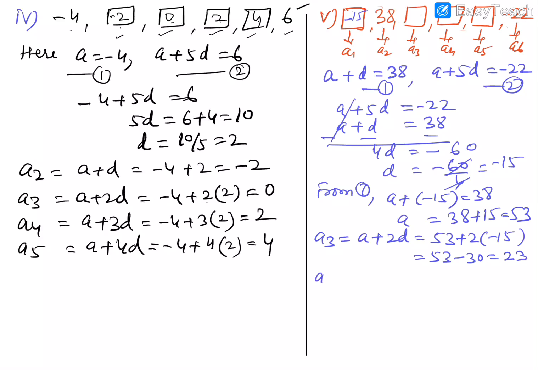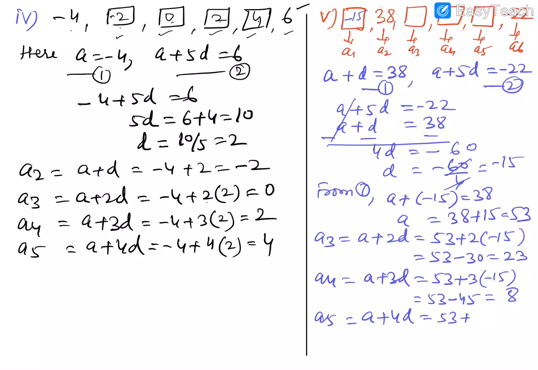a4 is given by a plus 3d, a is 53 plus 3 and d is -15, so 53 minus 45, that is 8. Then a5 is given by a plus 4d, a is 53 plus 4 and d is -15, so 53 and this is 60, so this gives -7. So these are the answers.